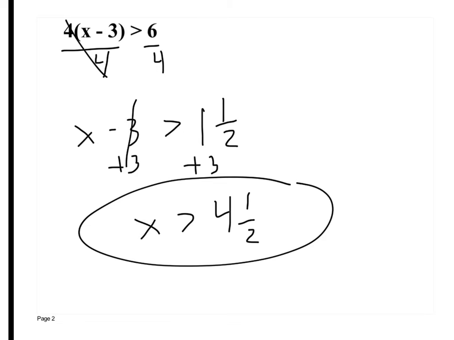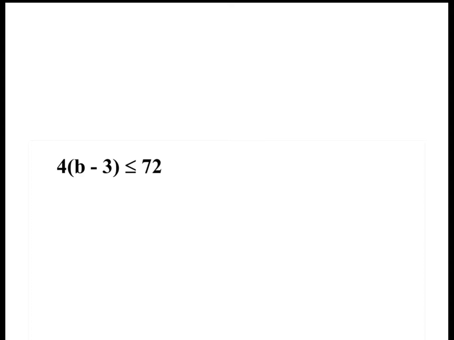Now, I'm not going to show you where you distribute it out. I don't think you need to see it, but you should know how, right? 4 times (x minus 3) is greater than 6. Okay, everybody should know how to do it. Write this down.